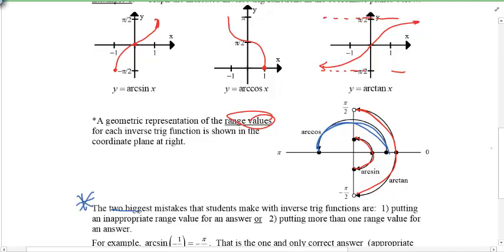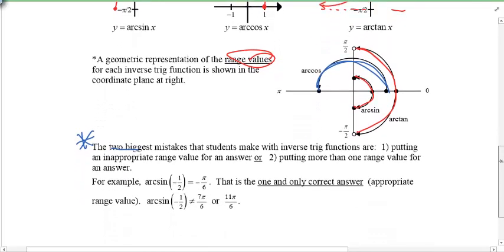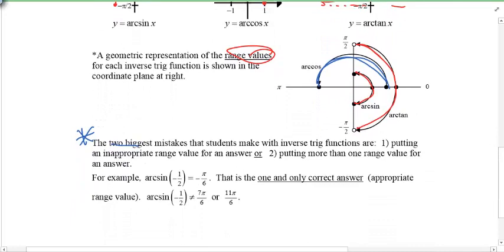Now the two biggest mistakes are this. The biggest mistakes that students make with inverse trig functions are putting in inappropriate range values for an answer, or putting more than one range value for an answer. So for example, arcsine of negative 1/2 is equal to negative pi over 6. And this is the one and only correct answer.